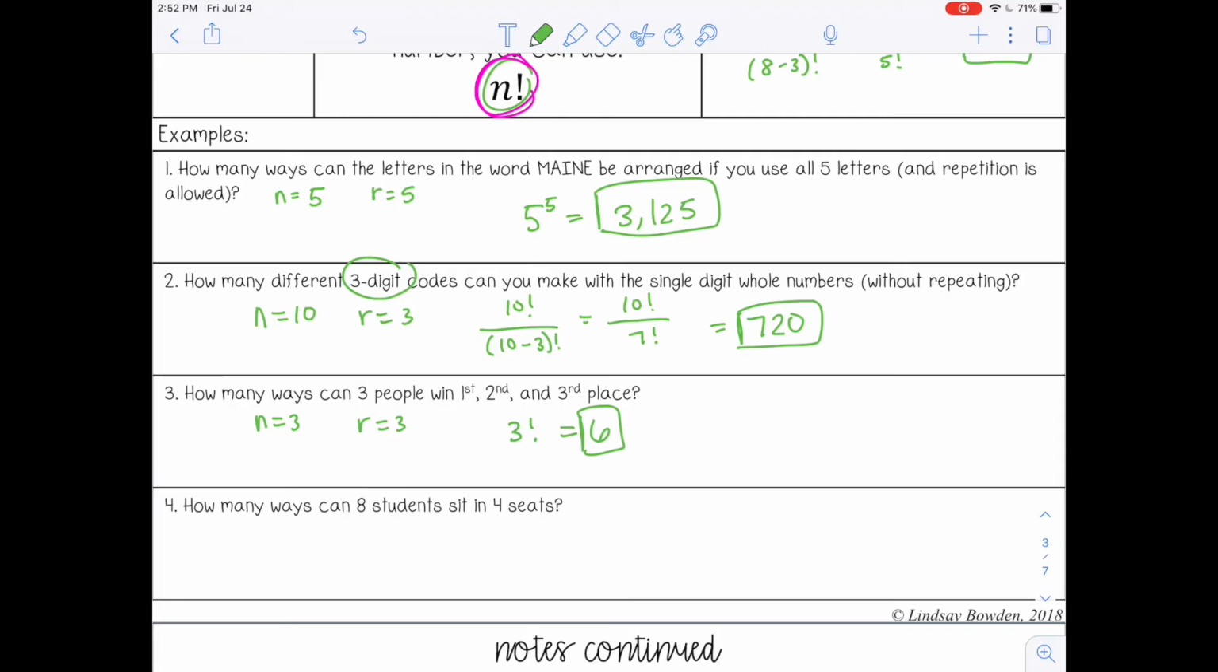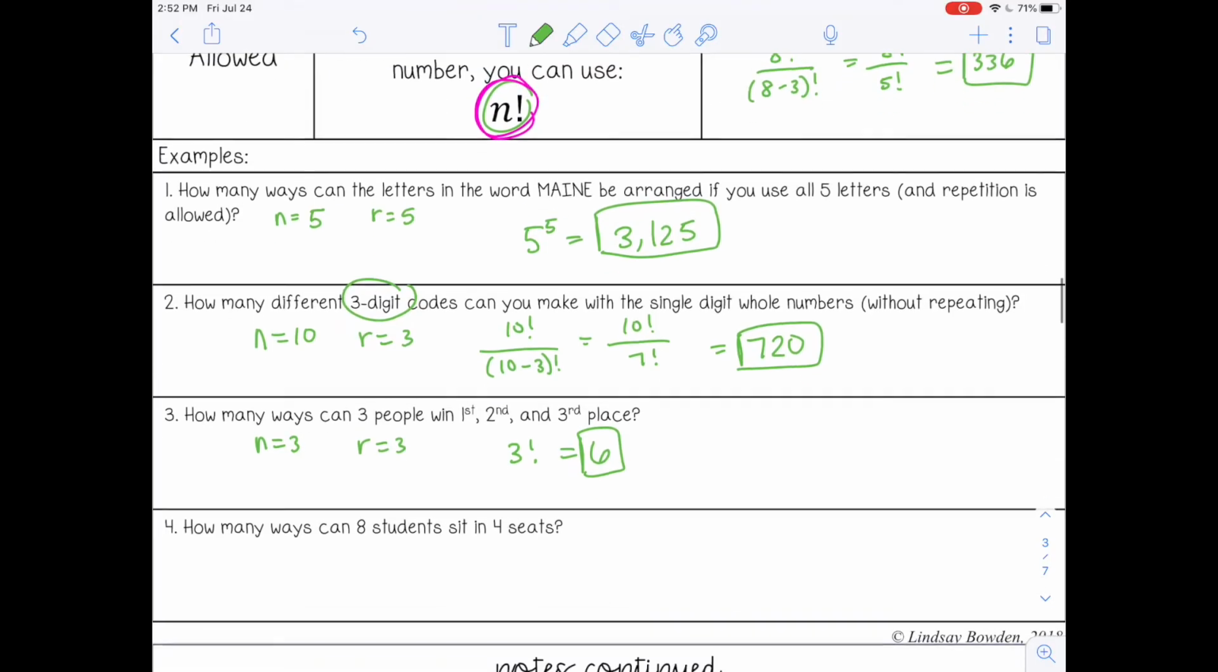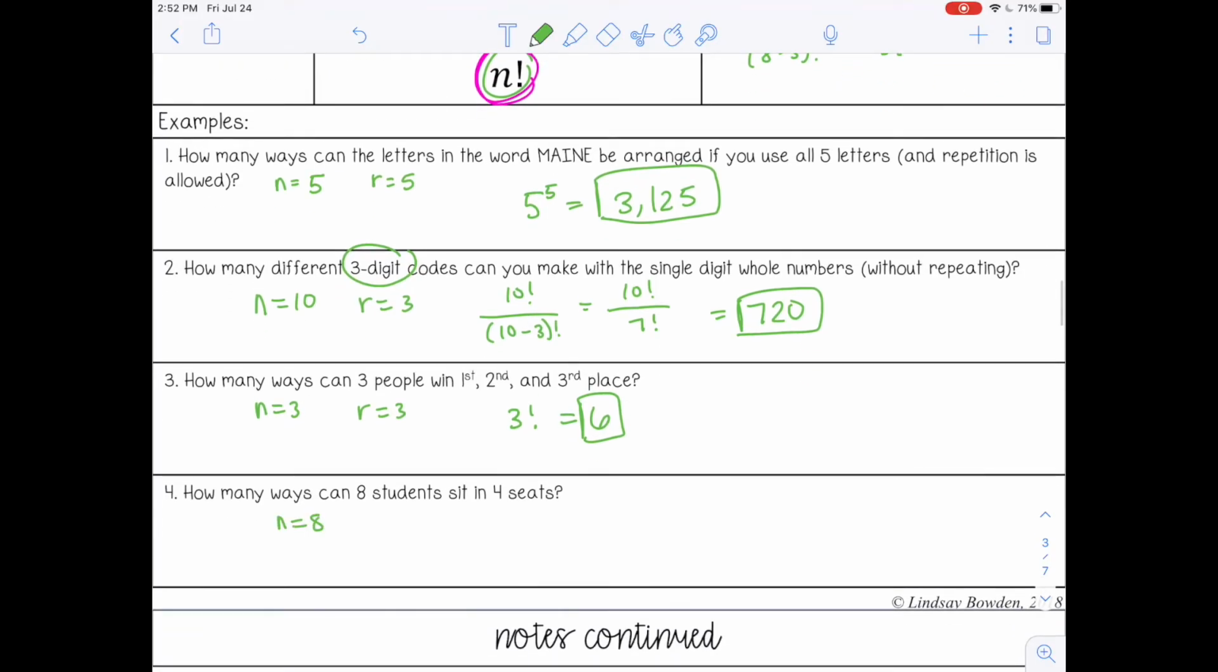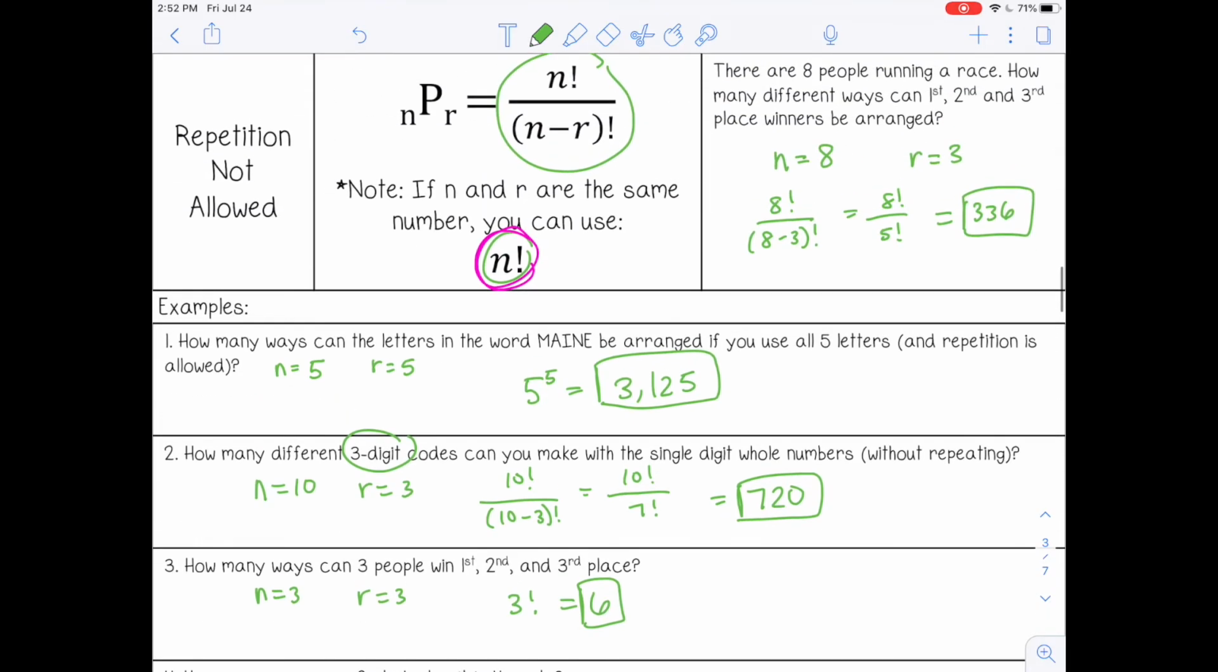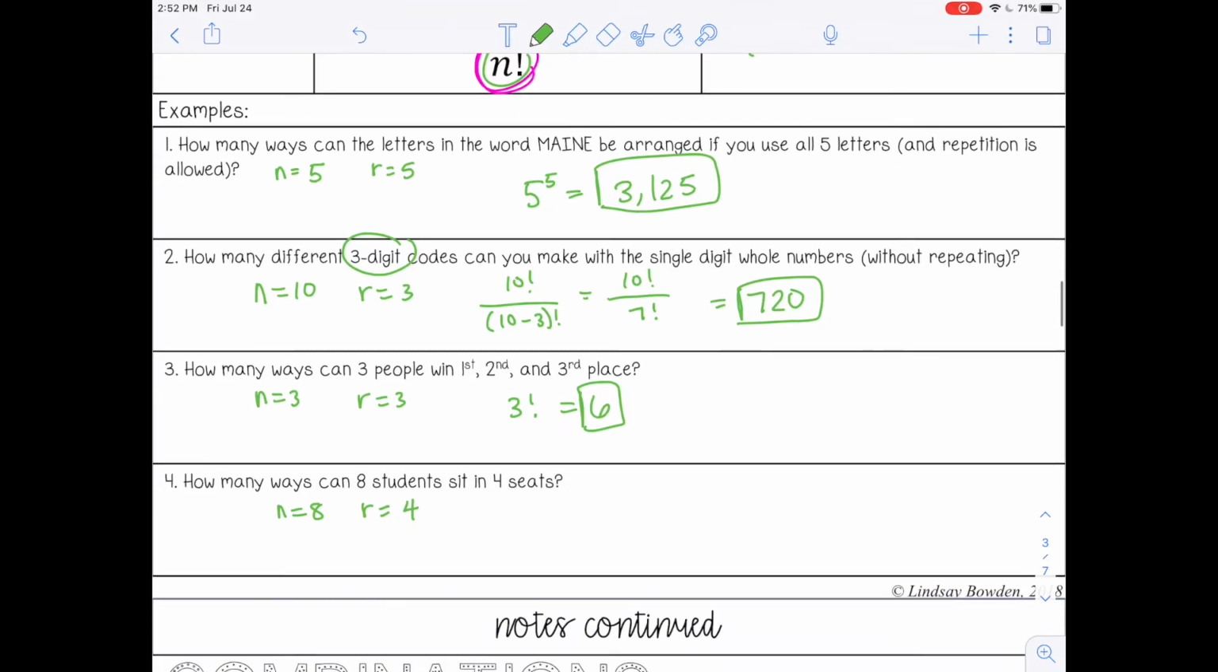All right, and number 4, how many ways can 8 students sit in 4 seats? So I'm not going to repeat here because I can't use the same student in 2 different seats. They can only be in 1 seat at one time. So I'm using the bottom formula. So I have 8 students and I'm choosing for 4 seats. All right, so n factorial over n minus r factorial. So 8 factorial over 8 minus 4 factorial, which would be 1,680.